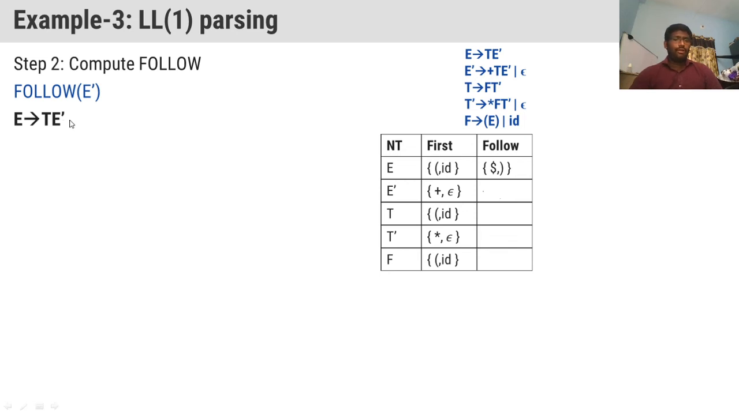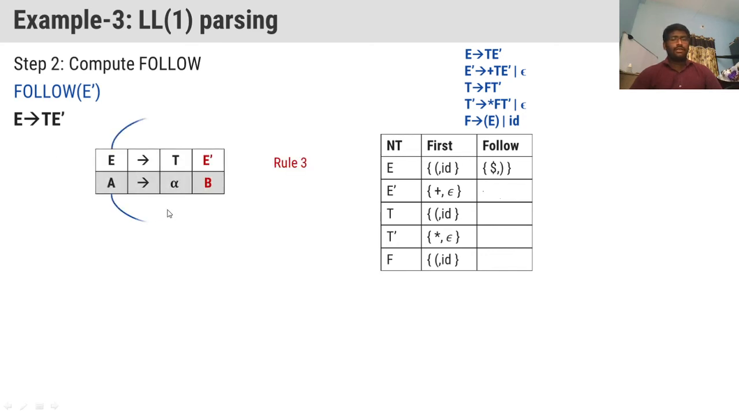If it is not followed by any other symbol, we will simply apply rule 3. If it is not followed by any other symbol, or if it is followed by epsilon, both are the same, so we go for follow of E dash equal to follow of E. What is follow of E? Dollar. Follow of E equal to dollar. So follow of E dash equal to dollar comma right parenthesis.